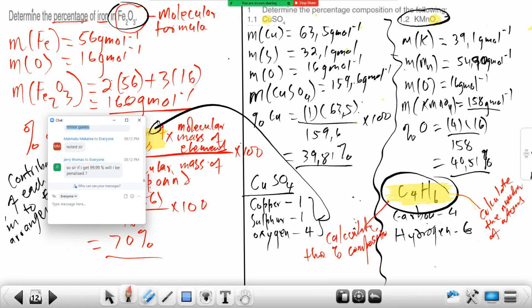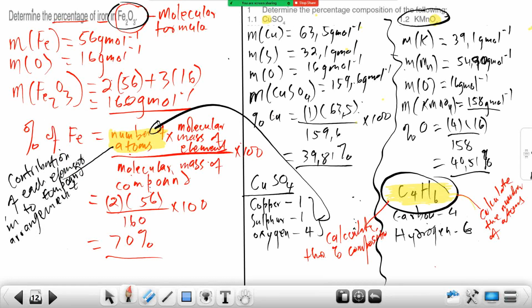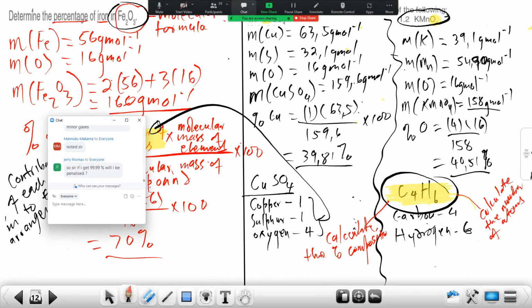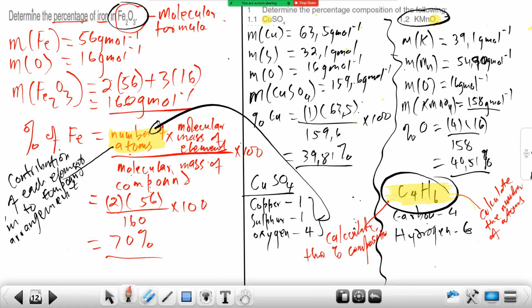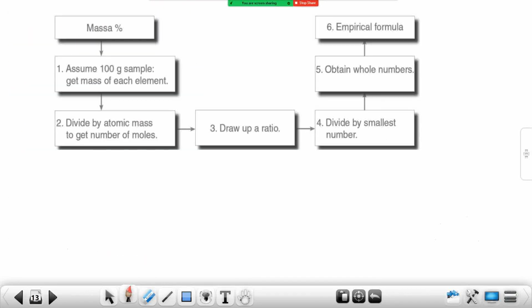So the easiest way of solving this problem is never round off during your steps or between your calculations. Just round off at your final answer. That is the hint that I am giving you. Guys, I think we have exhausted the issue of percentage composition.